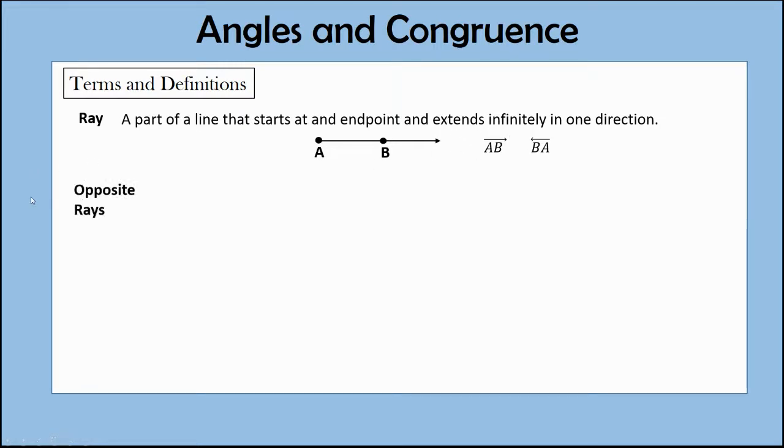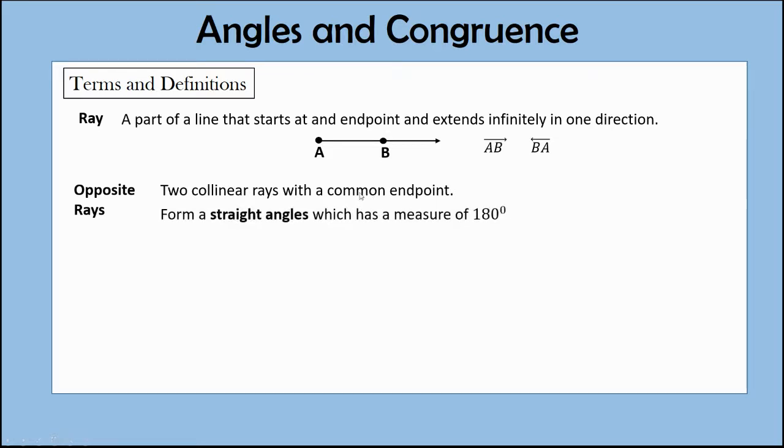Okay, there's this thing called opposite rays, and these are two collinear rays. Collinear means they're rays that are on the same line and they have a common endpoint. Opposite rays form a straight angle, and that's got a measure of 180 degrees. This is a straight line, and we should all know that if I was to measure the angle here, it would be 180 degrees. We can look at it as a pair of opposite rays, ray BA and ray BC. They share a common endpoint, and they travel in opposite directions.